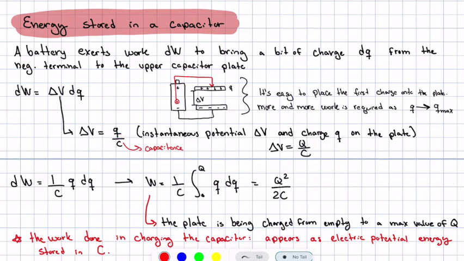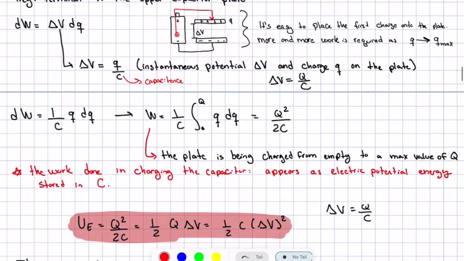Because the idea here is that delta V, well, we're talking about the electric potential difference between the plates, and that changes. It starts off as being nothing, when there's no charge here, no charge here, and the more charge we place on this upper plate, the larger the electric potential grows. So then, if we say, okay, well, then this is what dW is, a little bit of work it takes to move this charge all the way down here, is Q divided by C times dQ.